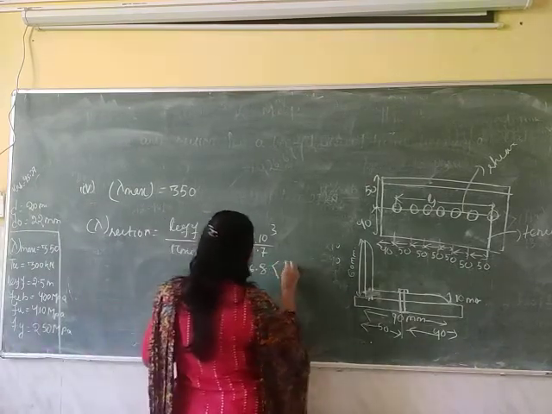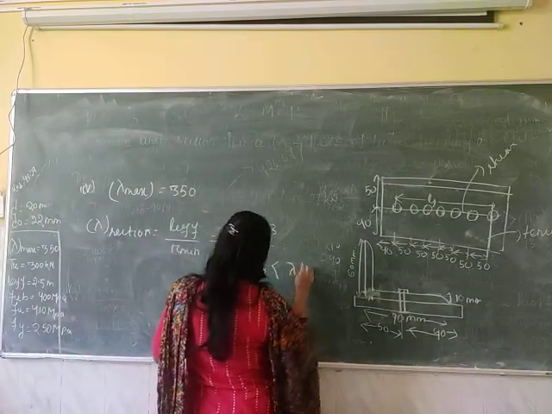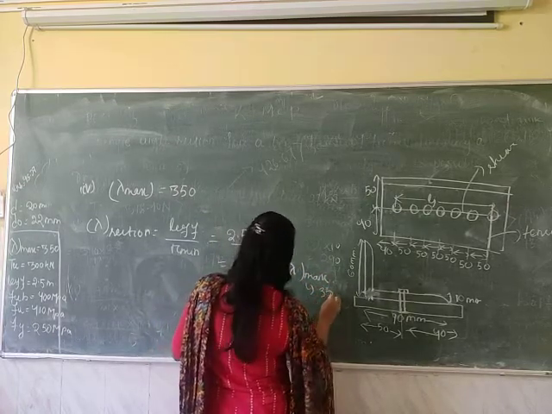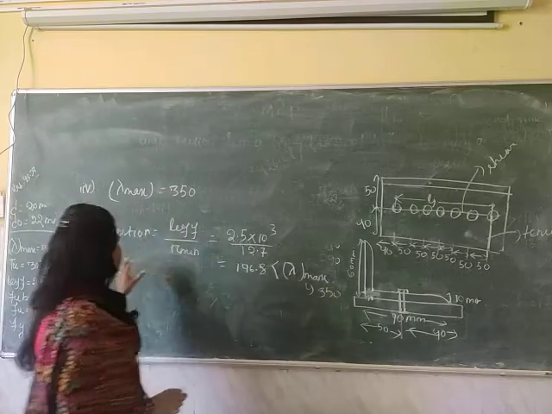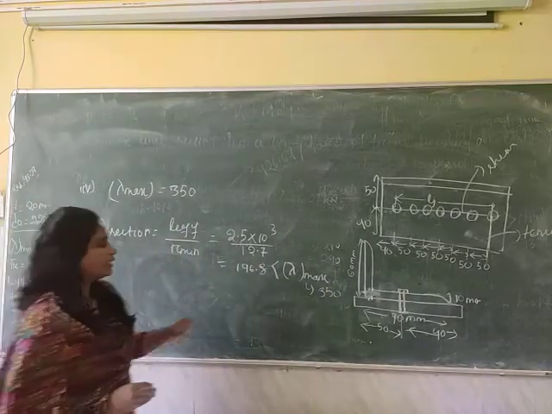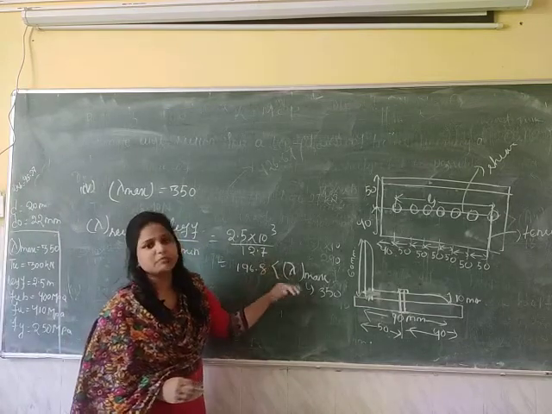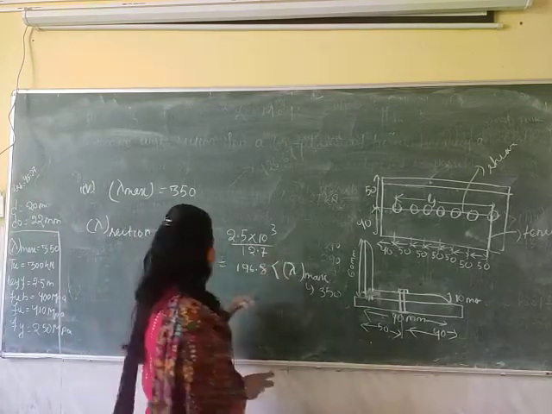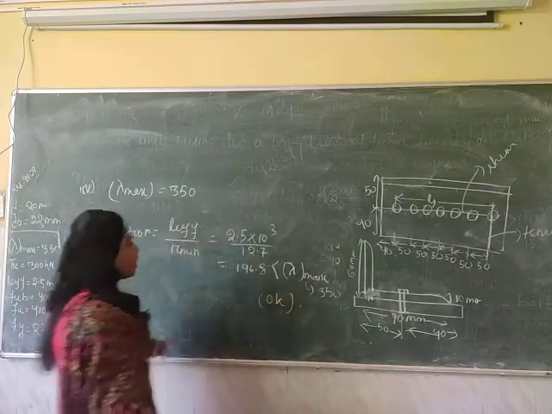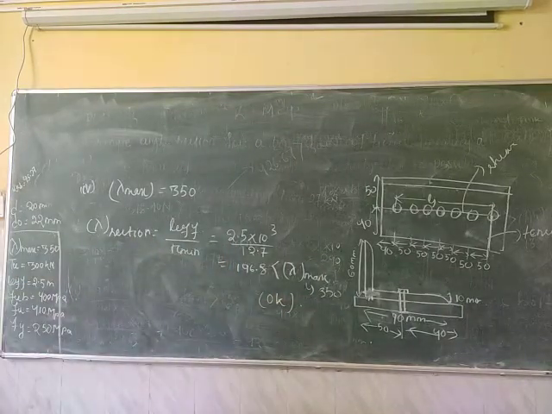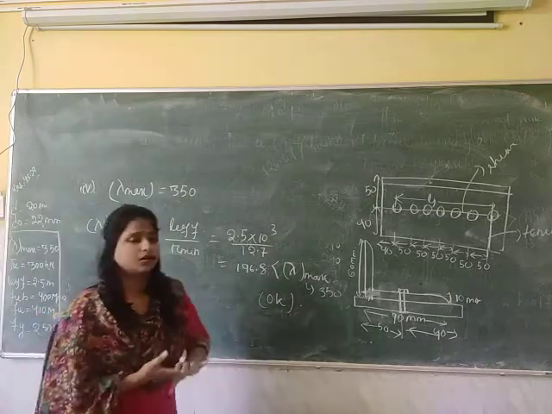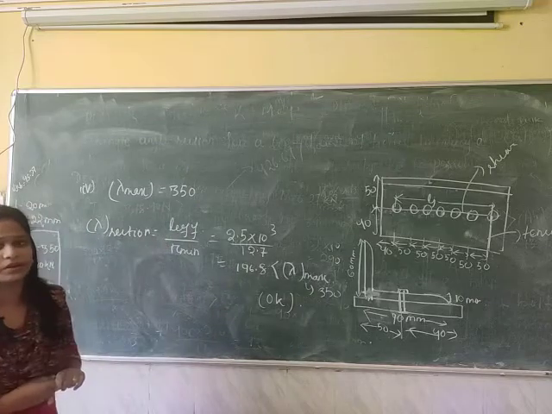Okay, so which is less than this maximum slenderness ratio value. The slenderness ratio value for our section should be less than this maximum slenderness ratio value. Okay, so this is coming less. Okay, so our design is okay. So in this way you can design the tension member. Okay, thank you.